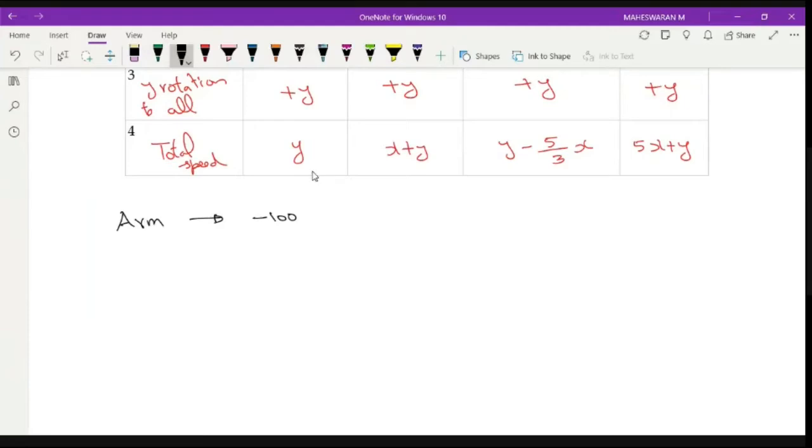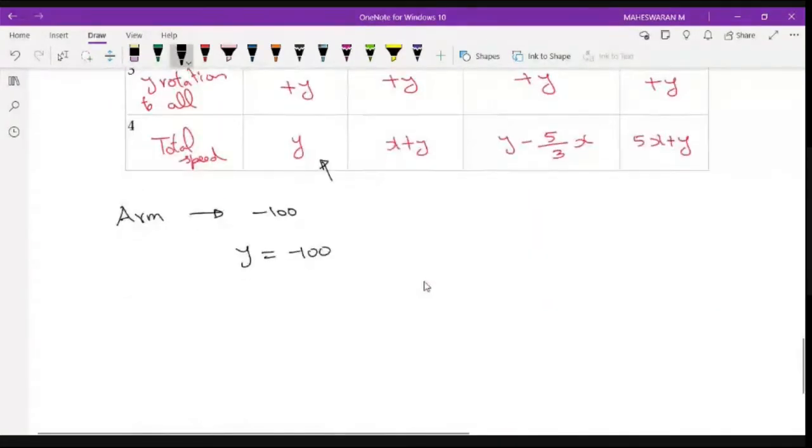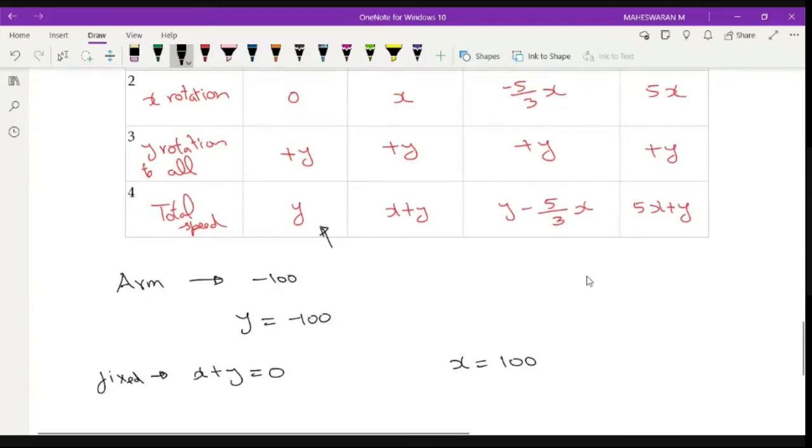The total speed of arm is y. So gear B is x plus y. I can say that x plus y is 0 because it is fixed. When we substitute, we'll get x is equal to 100. Gear C speed is y plus 5x. So -100 plus 5 into 100. So we'll get the speed of gear C as 400.